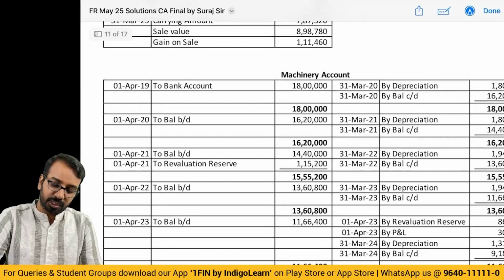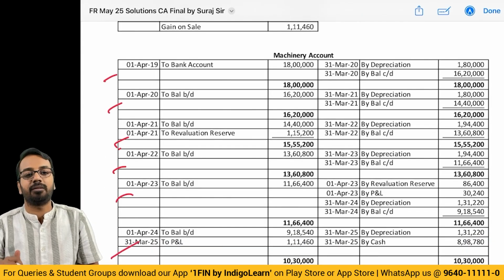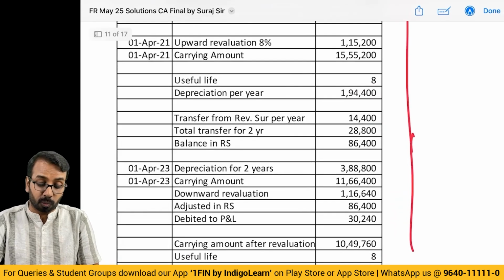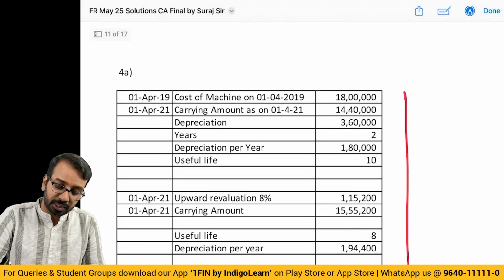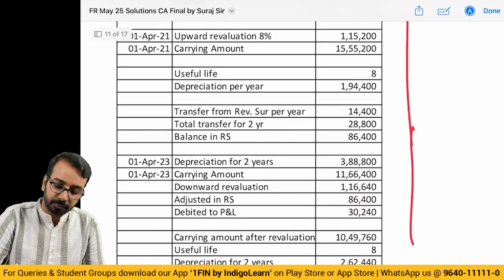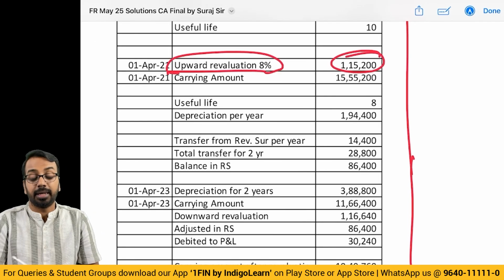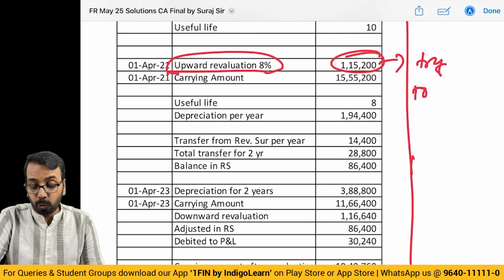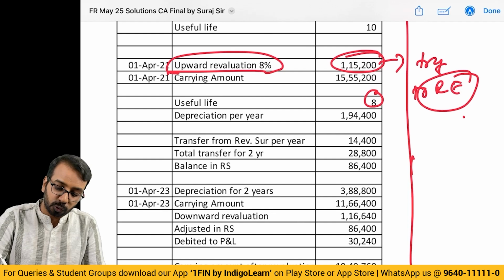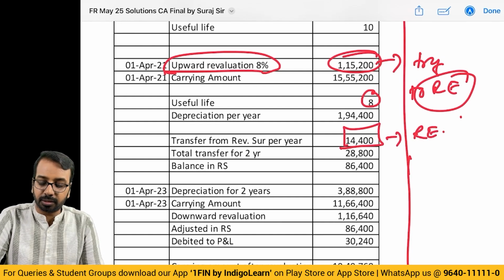You can do the calculation inside the machinery account also. The account itself is 1 year, 2 year, 3, 4, 5, 6 years. And you have to be sure of revaluation. So here in this question, the only thing is the revaluation that we calculated initially, upward revaluation of 8%, 1,15,200. This has to be transferred to retained earnings in the ratio of depreciation, that is on SLM basis over 8 years. So every year you will transfer 14,400 to what? To retained earnings.